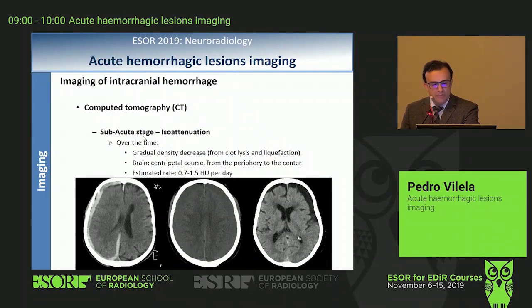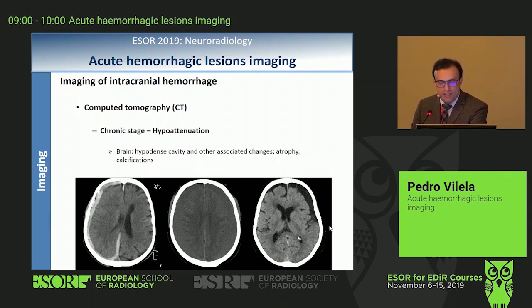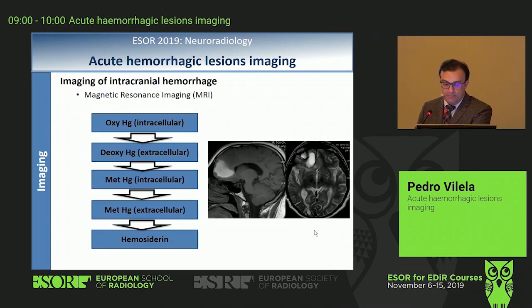As we go further to the subacute phase, we have isoattenuation, so isodense lesions. And this may be particularly difficult to see in subdural hematomas. You see that there are bilateral subdural hematomas, and the density of the hematoma is almost the same as the cortex. As you go into the chronic phase, it becomes a hypodense area. In the brain, hemorrhage can also be associated with dystrophic calcification, brain atrophy and malacia.